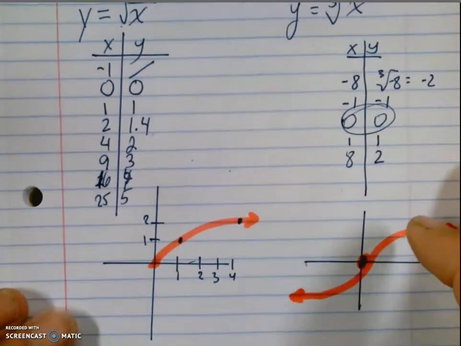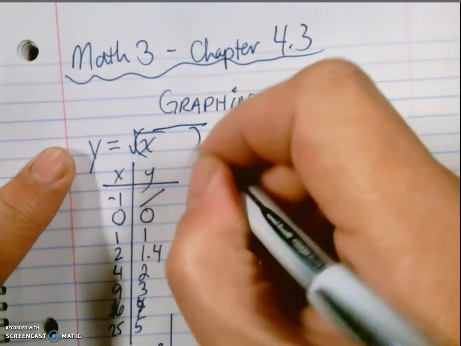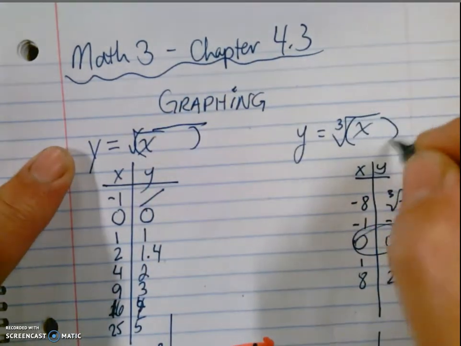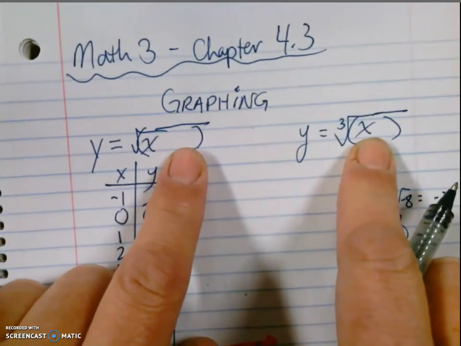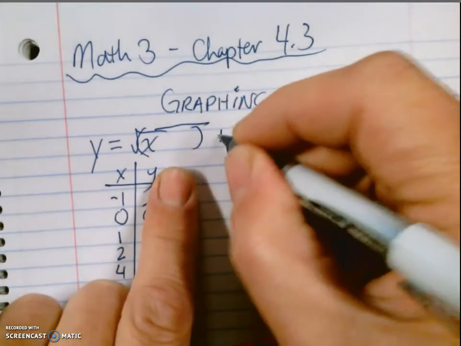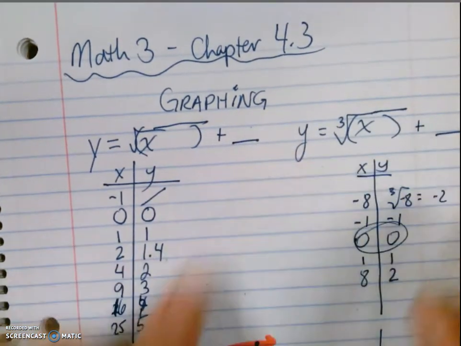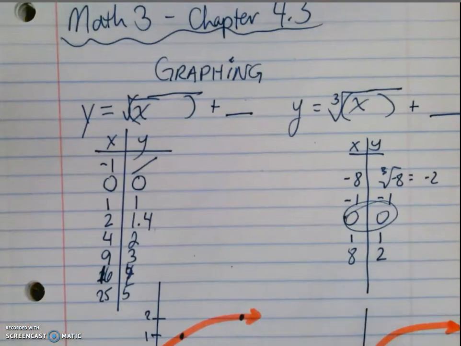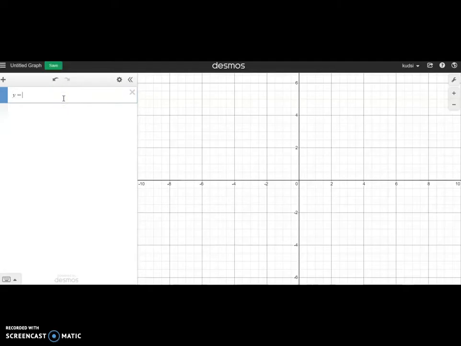So what if I took this original equation and what if I put a number inside? Well, it turns out it would have the same effect on both graphs. What if I put a number on the outside? What if I added a number on the outside? It turns out it would have the same effect on both graphs. And that's what we're going to see by playing around with Desmos.